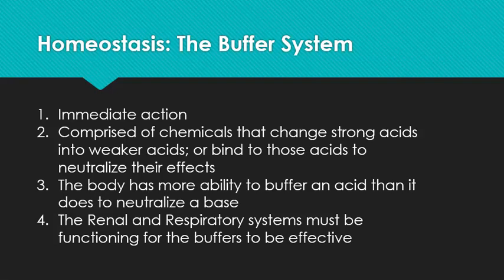In order for our body to maintain that homeostasis, our renal and respiratory systems have to be functioning in order to be effective. So if we have kidney issues or we have a respiratory problem that we're not fixing, then these systems cannot buffer the imbalance.